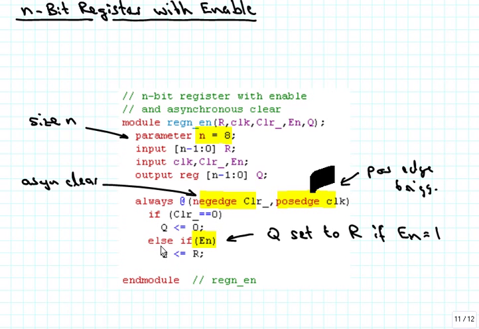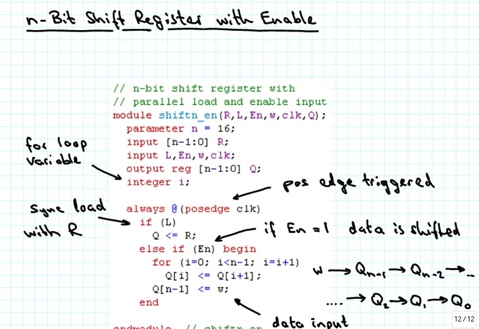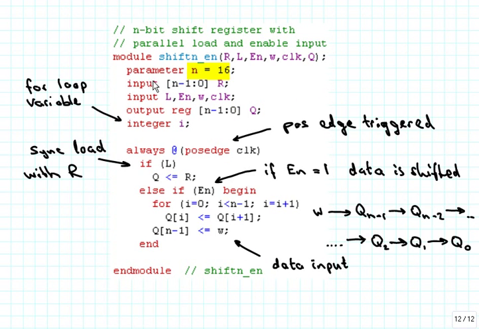The idea, of course, can easily be extended to an n-bit shift register with an enable. We have again the parameter n here, so it's usable for any size of shift register that we would like to have. R and Q are dependent on this n. We have the input L for load, En for enable, W, that's the serial data input into the shift register, and clock for clocking the whole thing.